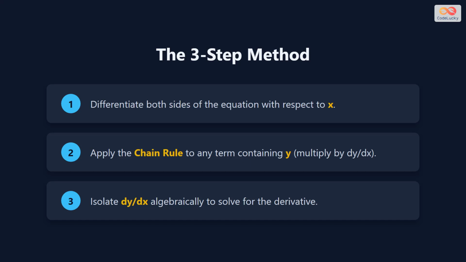Here is the three-step process we will use. Step 1. Differentiate both sides of the equation with respect to x. Step 2. Whenever you differentiate a term with y, multiply by dy/dx. Step 3. Use algebra to group all the dy/dx terms together and solve for the derivative.